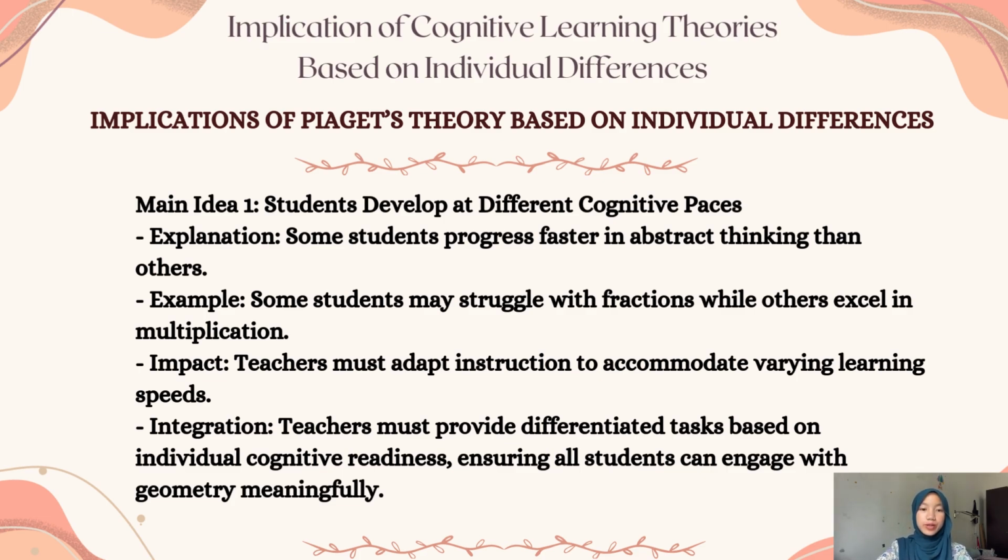Main idea: students develop at different cognitive paces. Some students progress faster in abstract thinking than others. Some students may struggle with fractions, while others excel in multiplication. Teachers must adapt instruction to accommodate varied learning speeds. Teachers must provide differentiated tasks based on individual cognitive readiness, ensuring all the students can engage with geometry meaningfully.